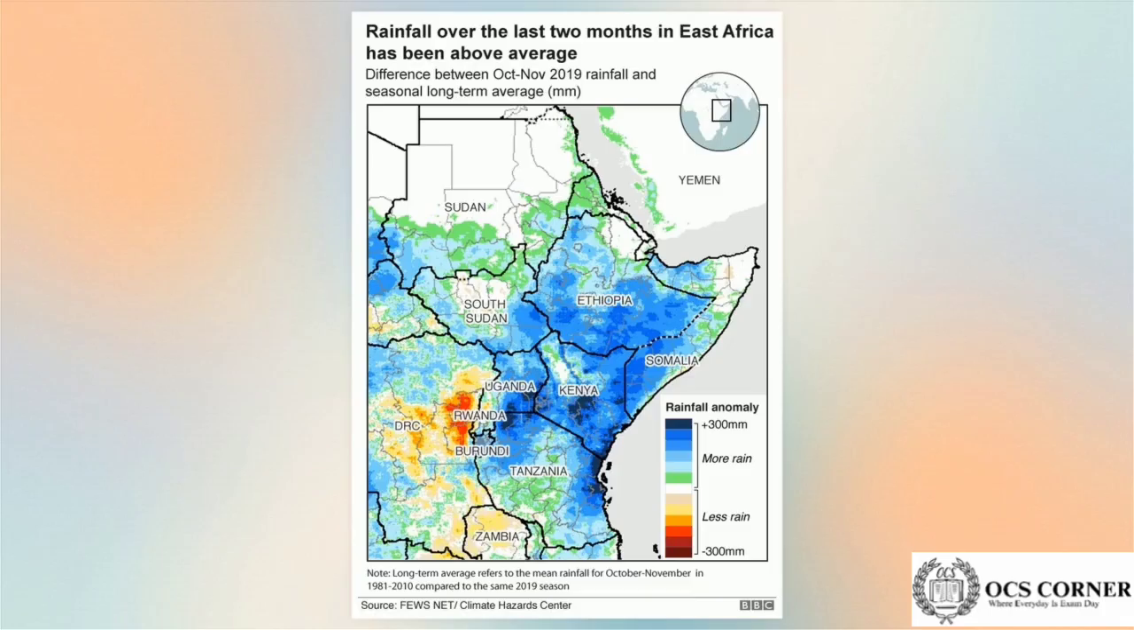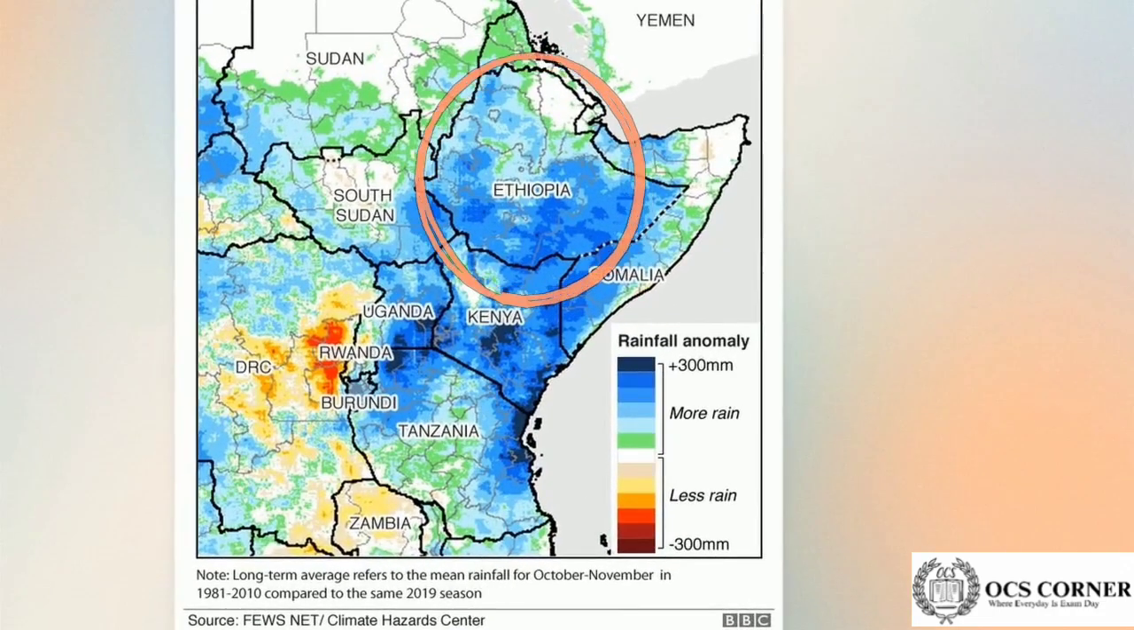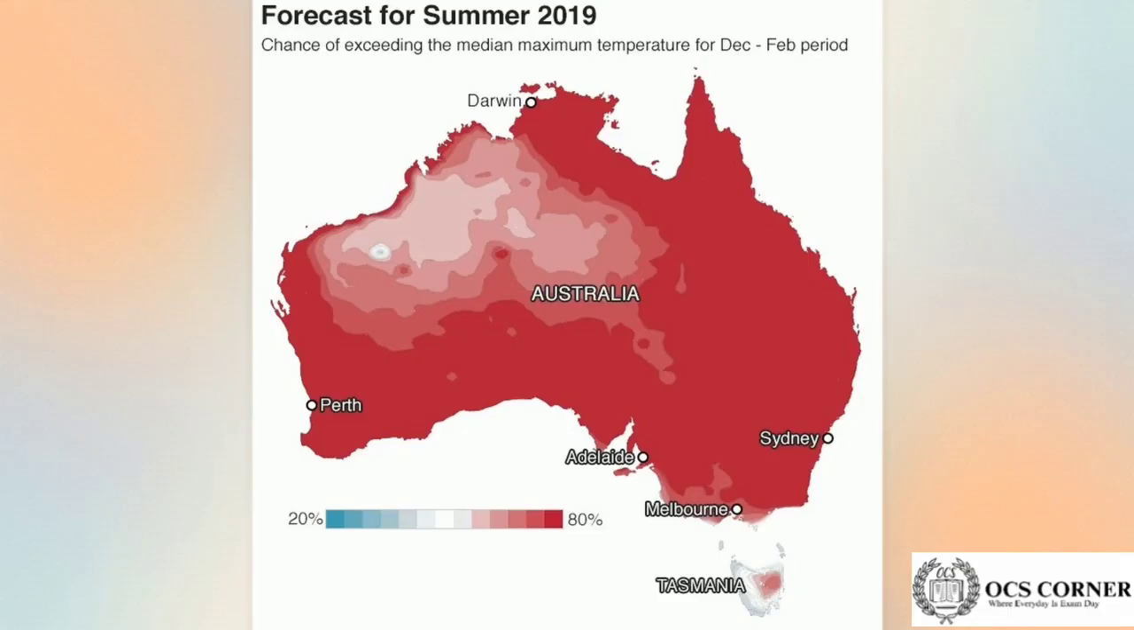During a positive phase, the western pole experiences a significant temperature increase. This chart shows the result: heavy blue bands representing rainfall up to 300% above average across East Africa. Simultaneously, the eastern pole cools. This forecast for Australia shows dark red zones where extreme maximum temperatures and drought conditions became highly probable.